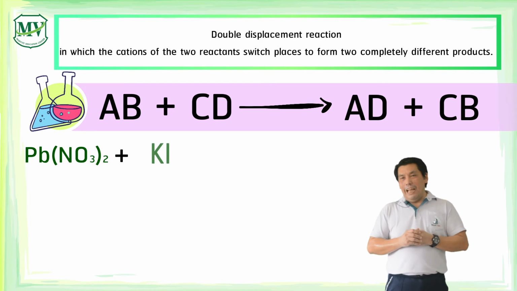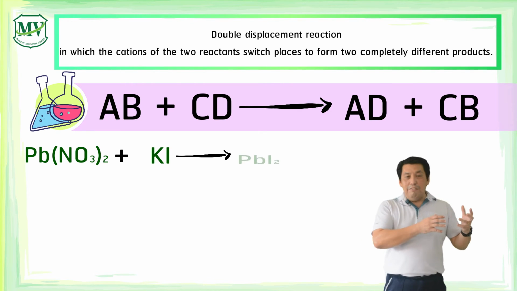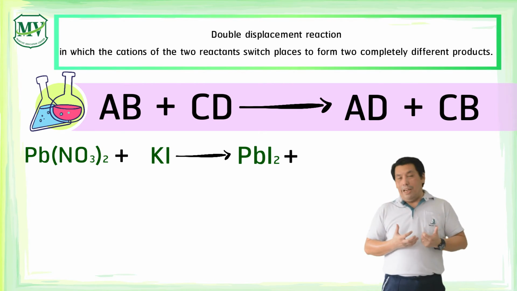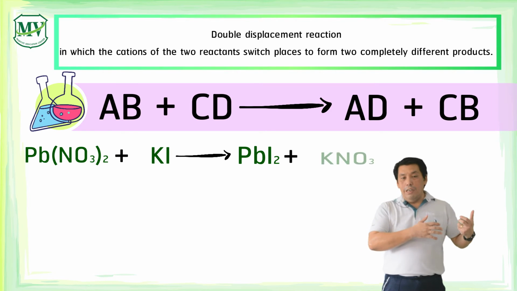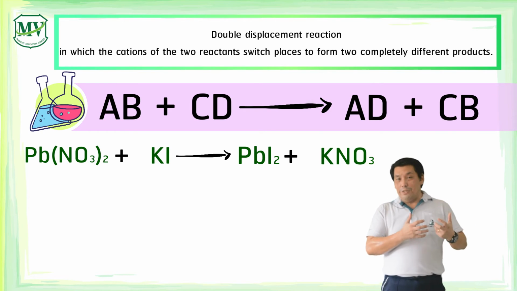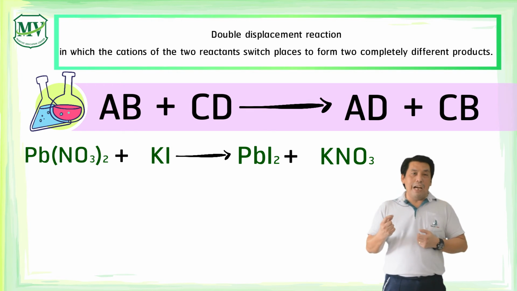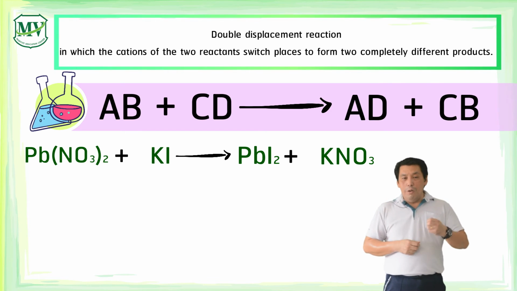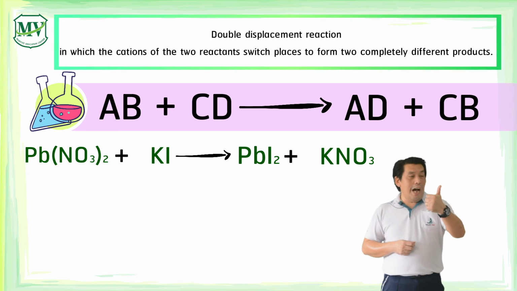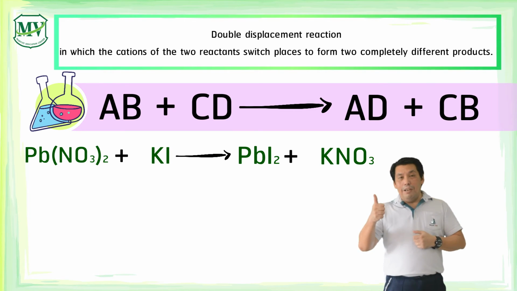Now let's take a look at the equation. We have PbNO3, which is our lead nitrate, to react with potassium iodide. It will yield, again, two products. One would be lead iodide, and the other one, potassium nitrate.